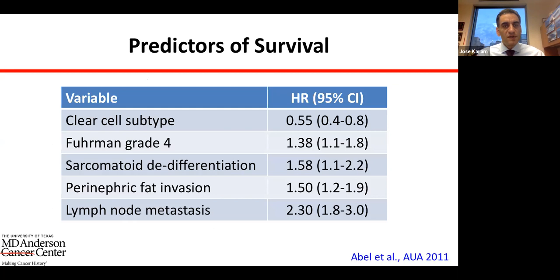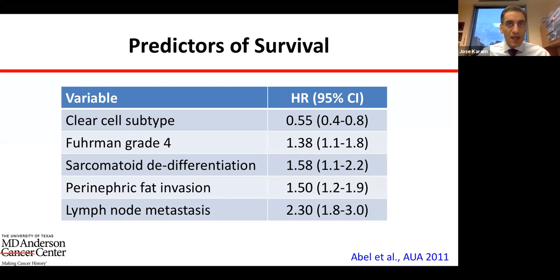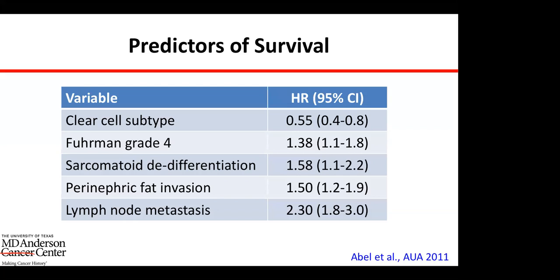And these are the predictors of survival that we noted. So if you have clear cell subtype, it's actually better in the setting of IVC thrombus. We've noted that patients with papillary kidney cancer, if they have IVC thrombus, they actually do worse. And we do not know why that is the case.